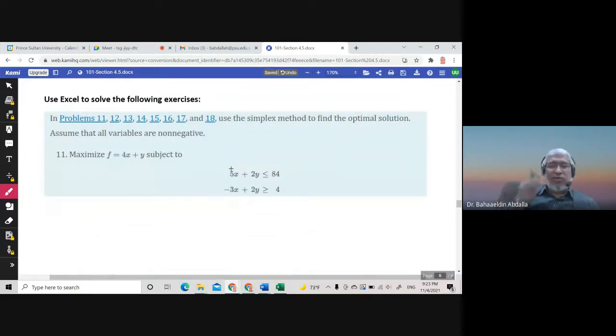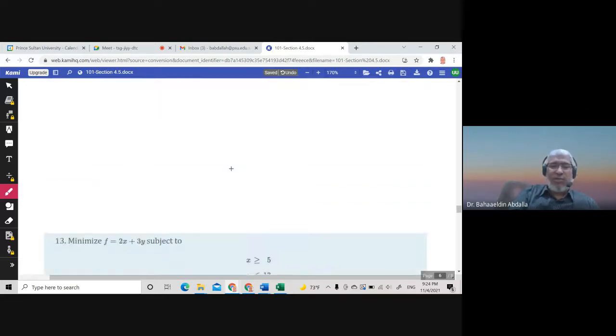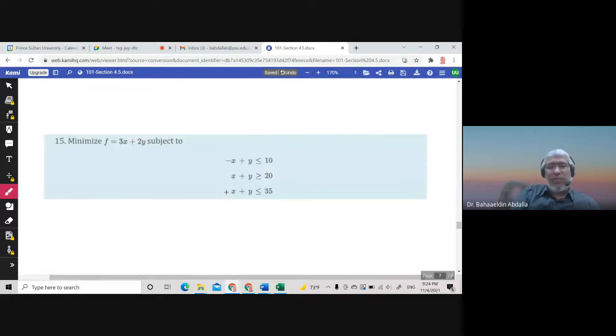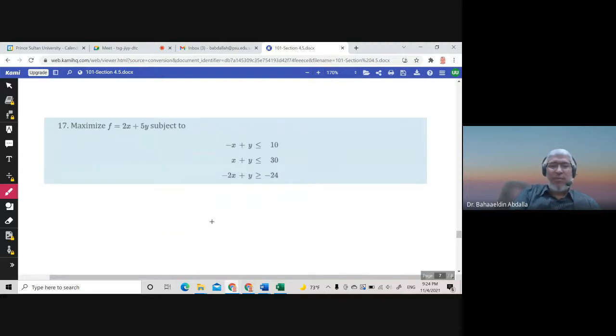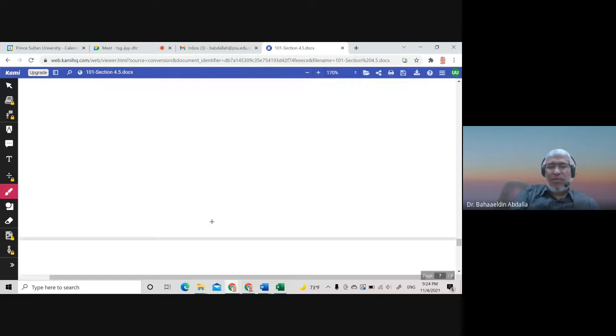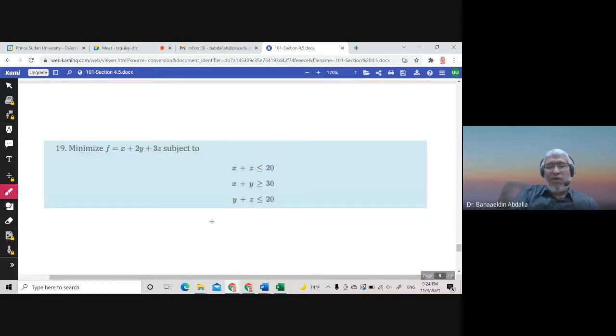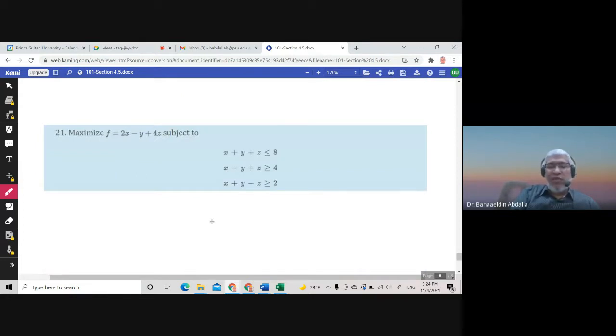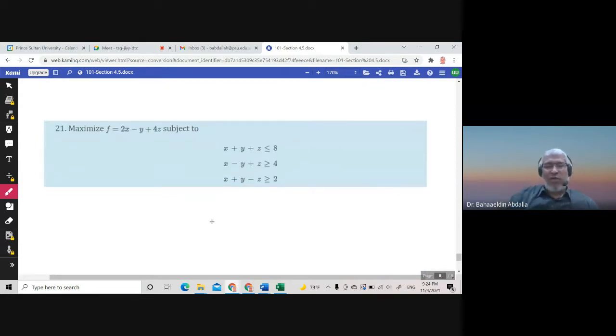Let us use Excel to solve these exercises. Here it's a maximized problem with mixed constraints. Another minimized problem with mixed constraints. Another minimized problem with mixed constraints. Another maximized problem with mixed constraints. I will solve one of them because if you solve one of them, you can know how to solve all the others using Excel.